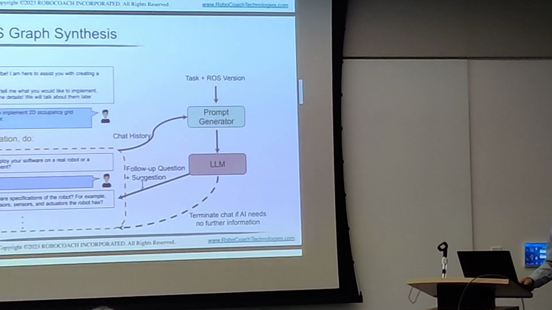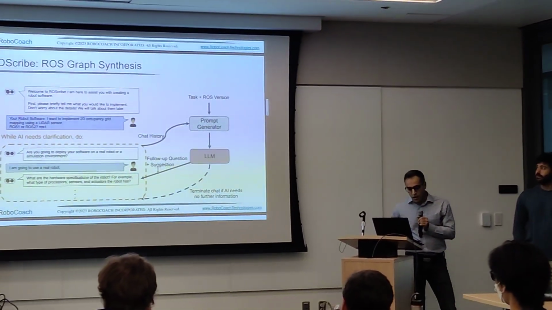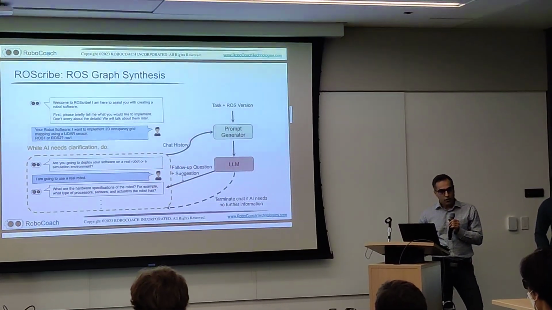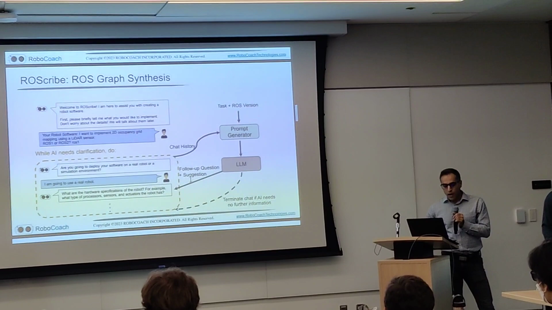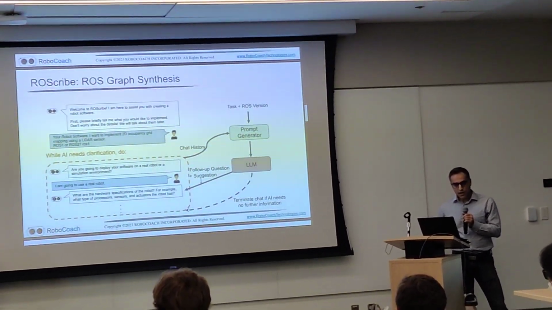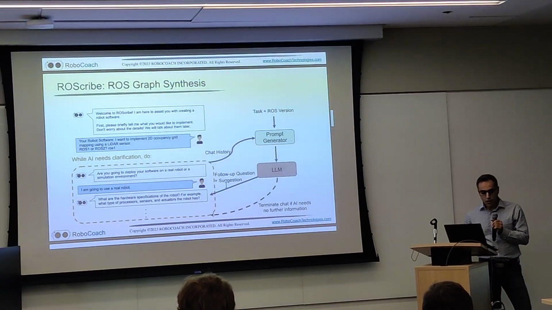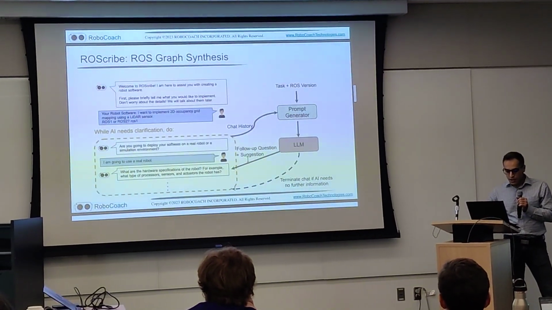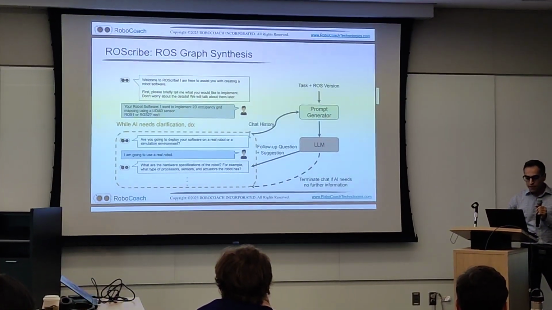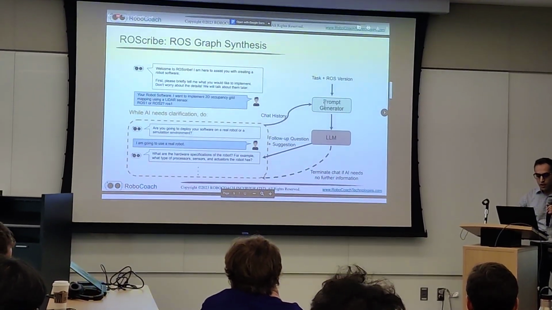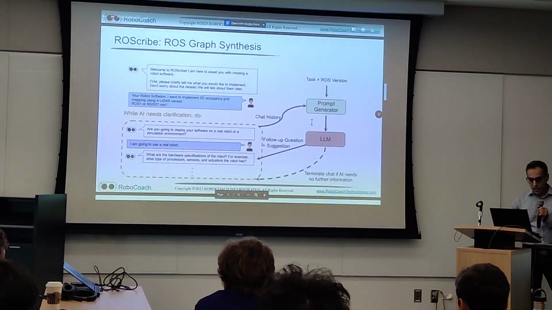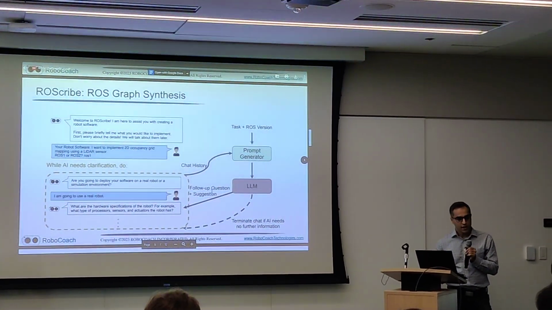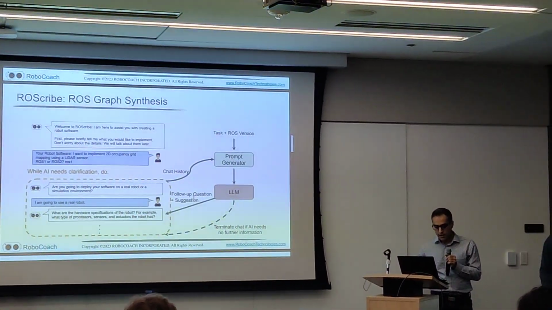So when you run it, first you provide a general task, what it is that you want to do, and also you tell what ROS version you want to use, ROS 1 or ROS 2. Then the software asks you a few high-level questions to see what the overall picture of the design is. We are feeding the chat history plus the top-level information to a prompt generator engine to create a prompt, and push it to the LLM to create the follow-up question. So we continue this cycle until everything is clear.